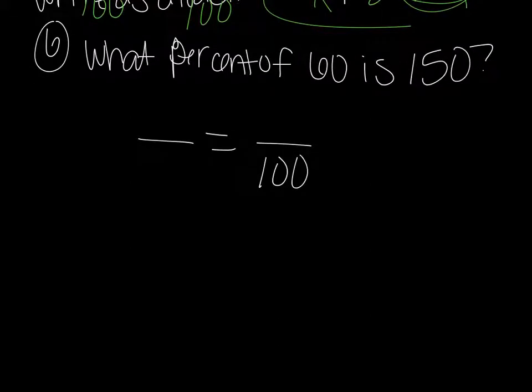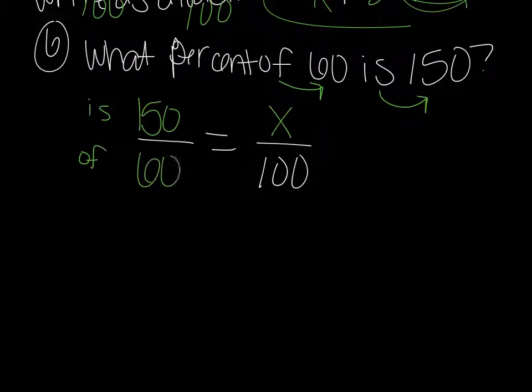Okay, I said the easiest thing to fill in is that number over 100 because it's always going to be a percent. If I read through my problem, am I given a number for a percent? No, I'm not. That's what I'm looking for, right? What percent? So my variable is going to be the x over 100, okay? And now to fill in the other two, remember we have is over of. So if I read through my problem, I have what percent of 60 is 150. So we're going to put the 150 in the numerator and the 60 in the denominator.